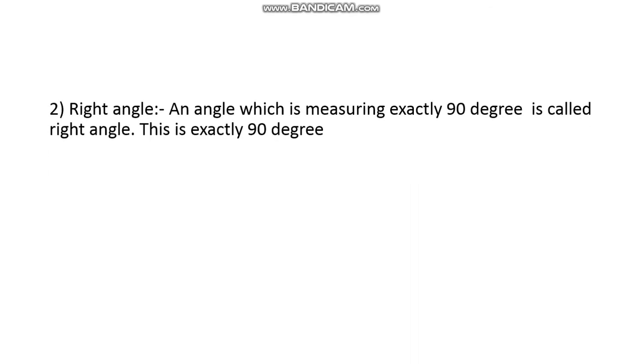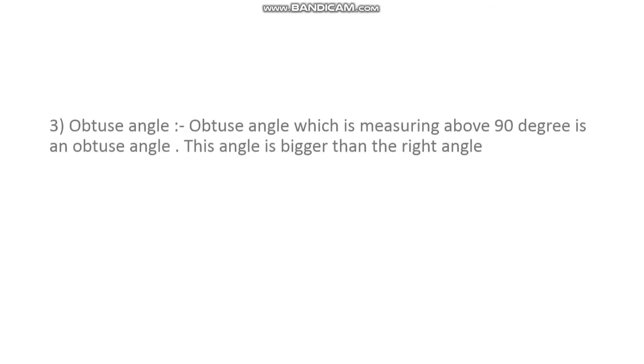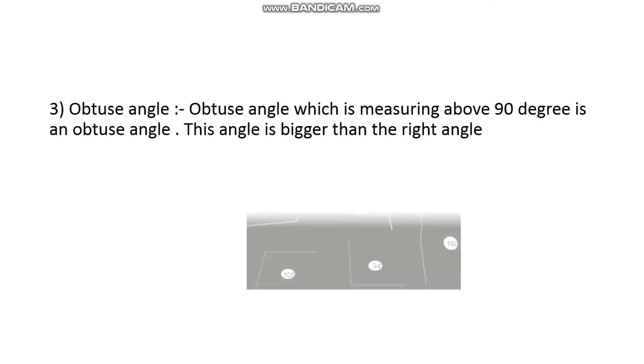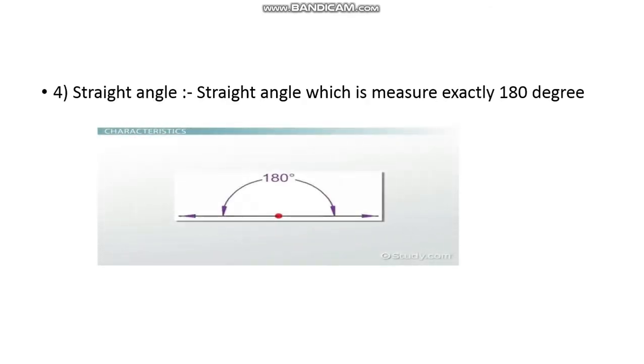Next, right angle. Exactly 90 degrees. It is represented as a right angle. Less than 90 degrees, acute angle. Exactly 90 means right angle. And obtuse angle means more than 90 degrees. Straight angle means exactly 180 degrees.